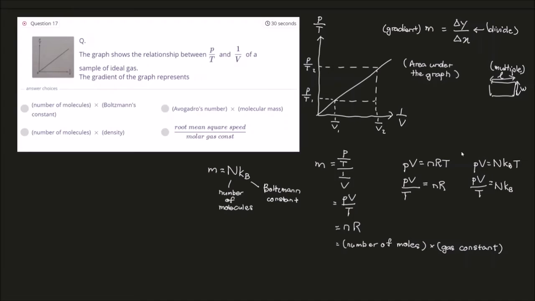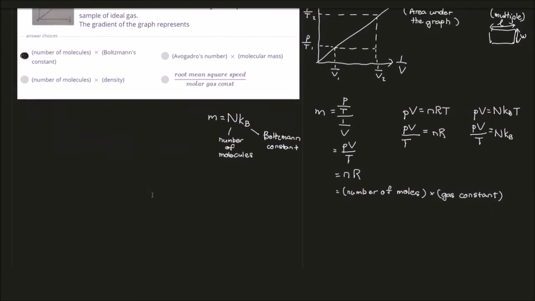So this is the Boltzmann constant. Knowing that, we know the answer will be A. Okay, so that's all for question 17. Let's move on to the next question.